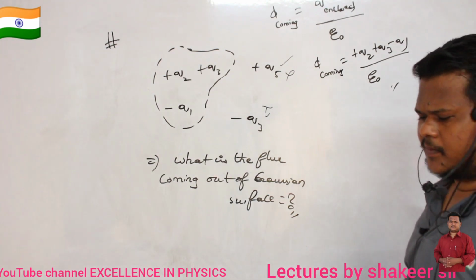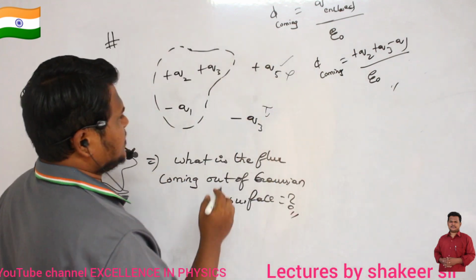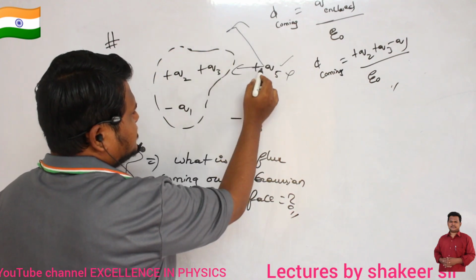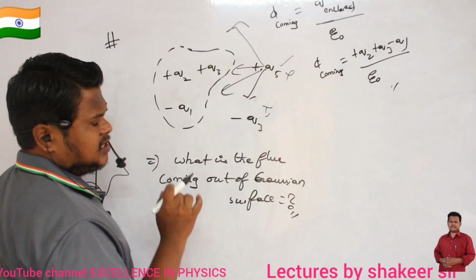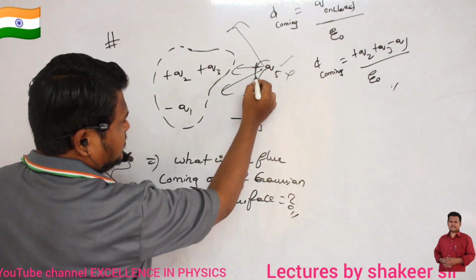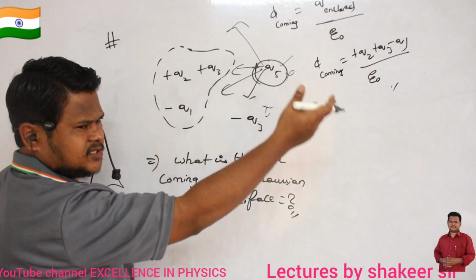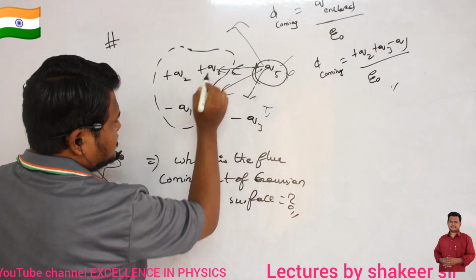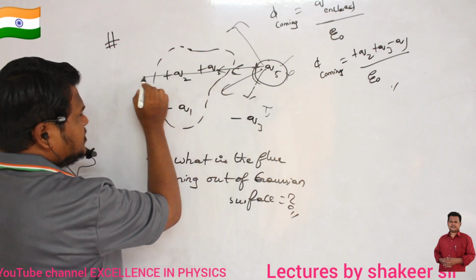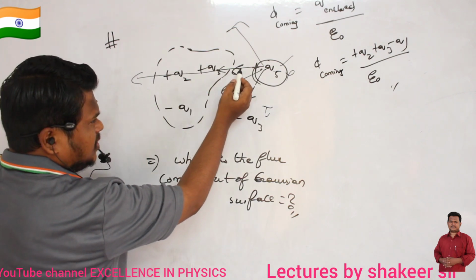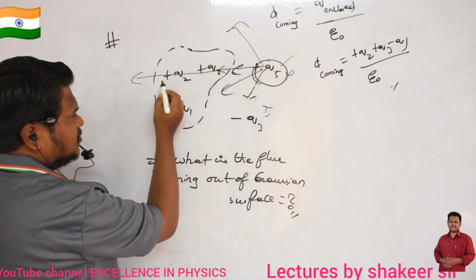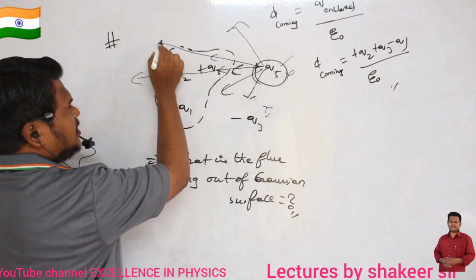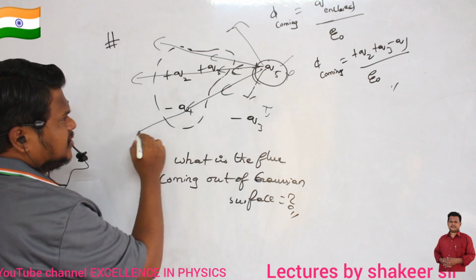What is the reason for this? For example, this plus Q5 will be giving flux lines in every direction, no? Let us consider that Q5 is present outside the Gaussian surface. Suppose through this plus Q5, one line enters this Gaussian surface. Then the same line will leave the Gaussian surface also. It means the total number of lines entering will equal the total number of lines leaving. So if 2 lines are entering, 2 lines will leave also; if 3 lines are entering, 3 lines will leave also.